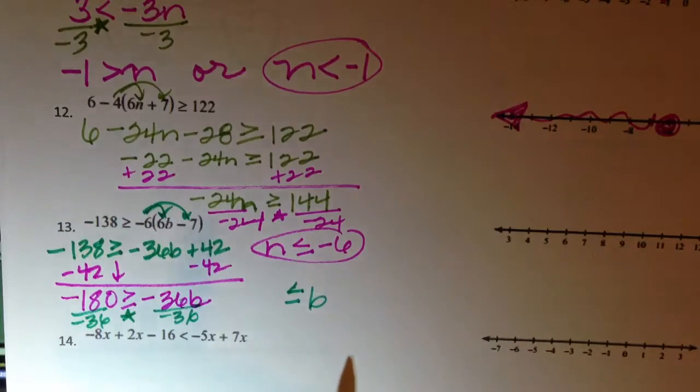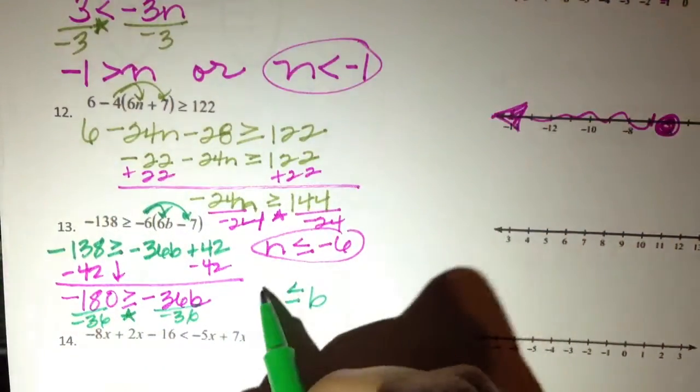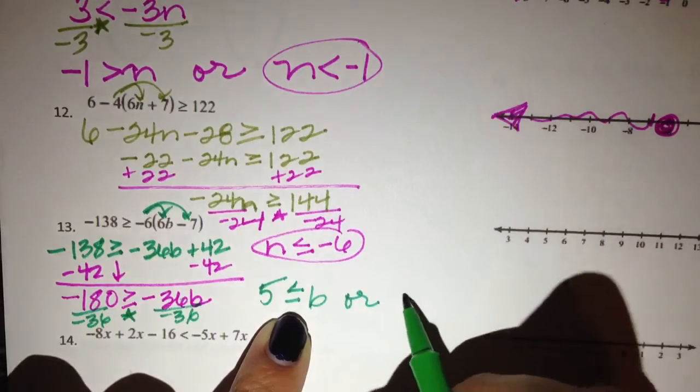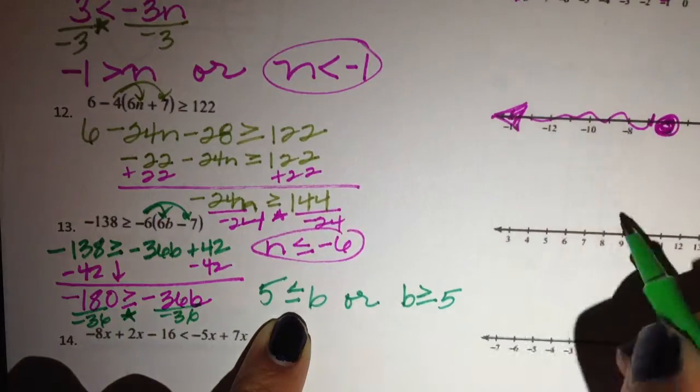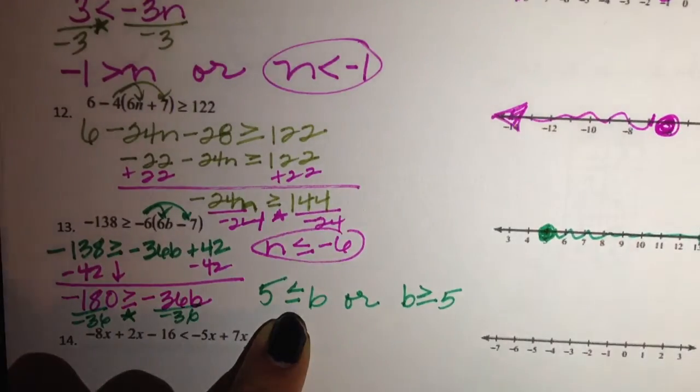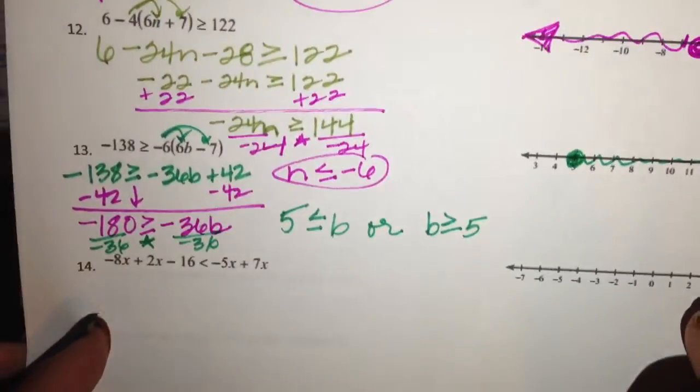Negative 180 divided by negative 36 is going to give me 5. 5 is less than or equal to b. I can also write this as b is greater than or equal to 5. Closed circle on 5. Everything to the right is shaded. I think I'm only going to get through this page.